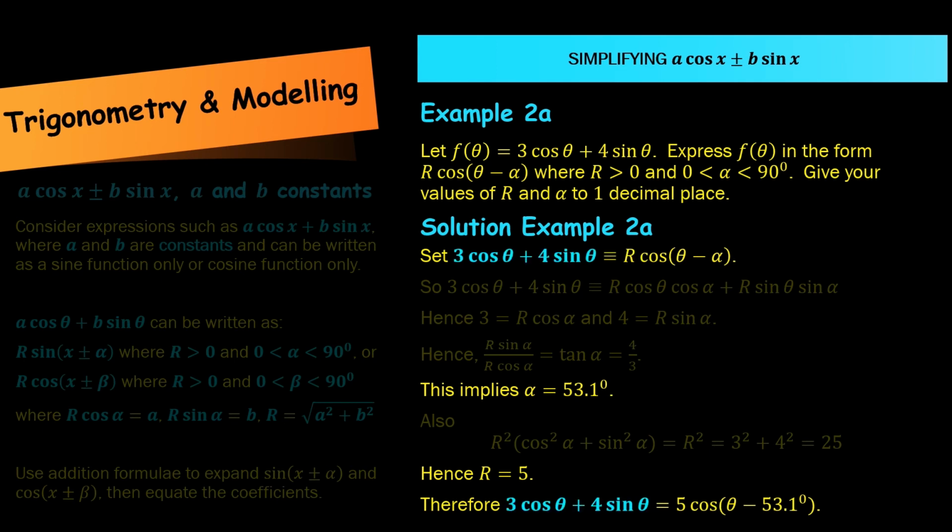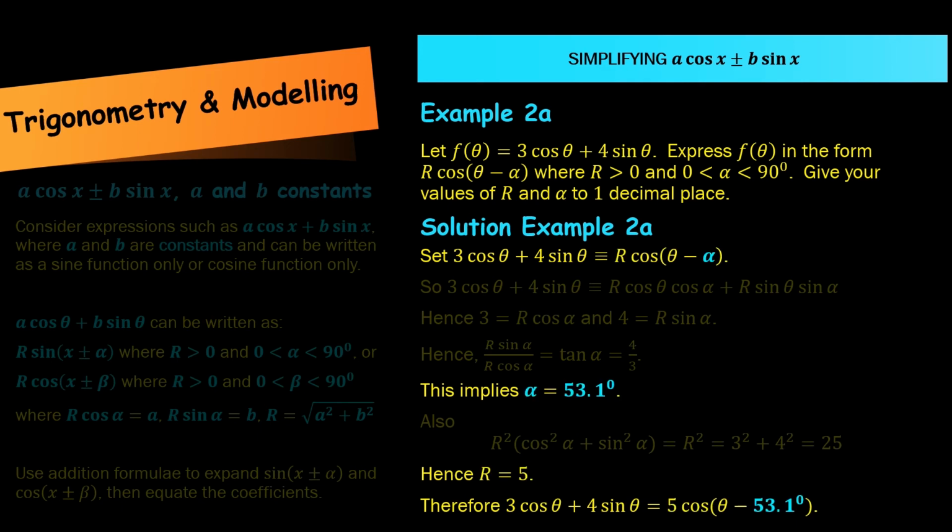Now we can plug in these values of R and alpha into the expression for 3 cos theta plus 4 sin theta to give us 5 cos(theta minus 53.1 degrees). We've plugged in R equals 5 and we've plugged in alpha equals 53.1 degrees as shown.